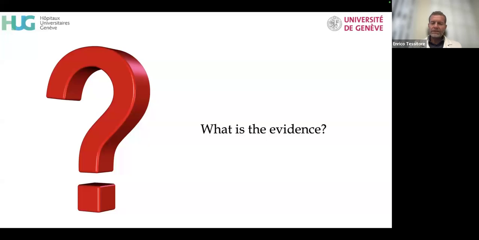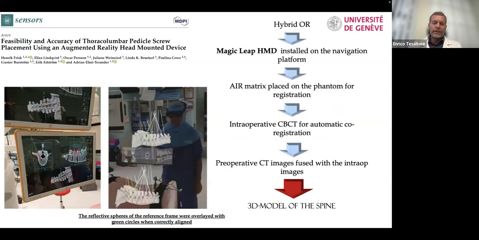What is the evidence in literature about the implementation of augmented and virtual reality in spine surgery? There are few lab studies that are worth some mention. For example, here, a study from the group of Terander using the Magic Leap from Braille Lab in a hybrid OR setup.